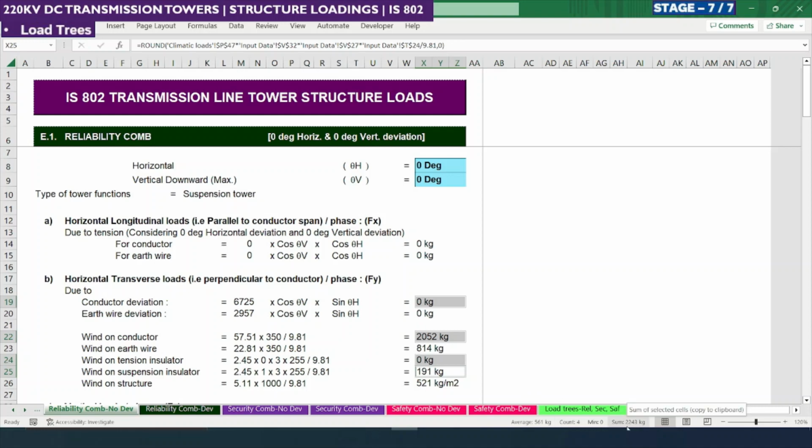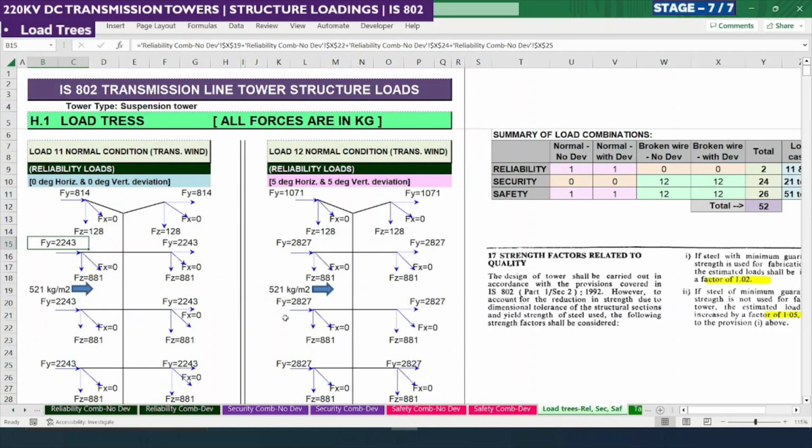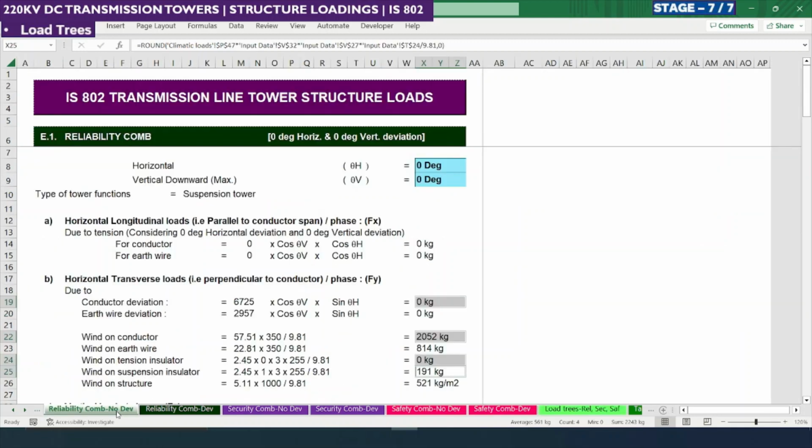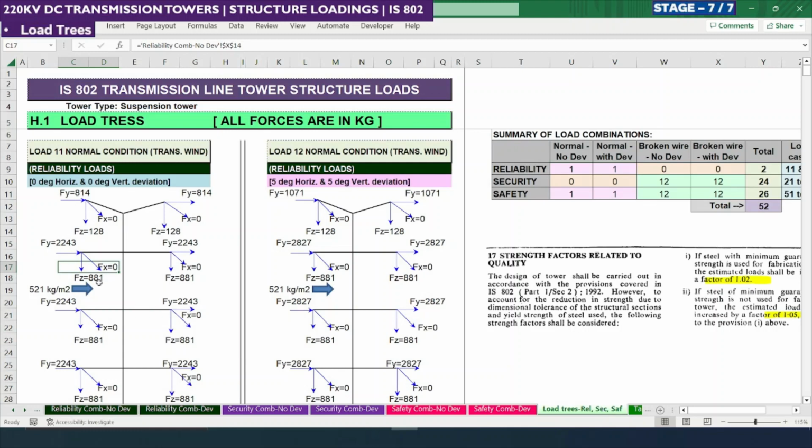So adding this, we are having 2243 kg. So this is what is reflected here. And again, for longitudinal force it is 0. In the reliability level we need not consider this longitudinal force, even though there is an unequal span of conductor, because the unequal impact of longitudinal force due to unequal span we are going to consider in the security and safety load cases. So we can ignore this longitudinal force in all the reliability cases.